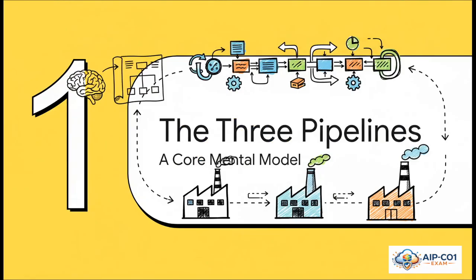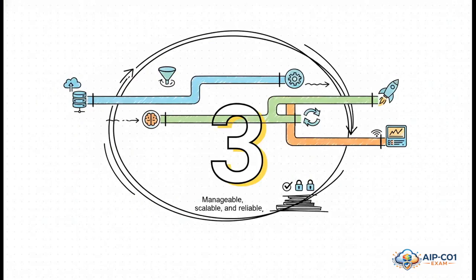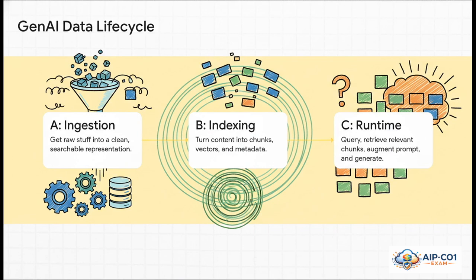But here's the thing. To build this factory right, you have to start with the right mental model. The single biggest mistake people make is treating this like one giant monolithic process. It's not. You really have to think in terms of three totally distinct pipelines. That's right, the whole GenAI data lifecycle, from start to finish, is best understood as three separate but interconnected pipelines. Nailing this structure right from the beginning is absolutely the key to building a system that's manageable, scalable, and, most importantly, reliable. So let's break them down real quick.